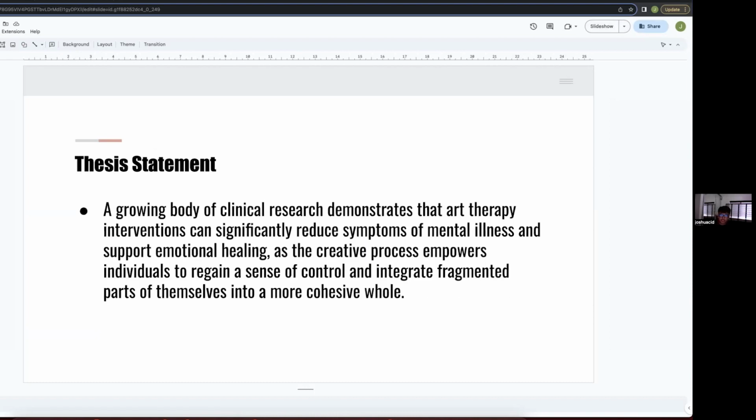All right, so the research conducted and with the help of my peers, I was able to create this thesis statement, which is a growing body of clinical research demonstrates that art therapy interventions can significantly reduce symptoms of mental illness and support emotional healing as the creative process empowers individuals to regain a sense of control and integrate fragmented parts of themselves into a more cohesive whole. Basically, summing up art therapy's positive impacts.